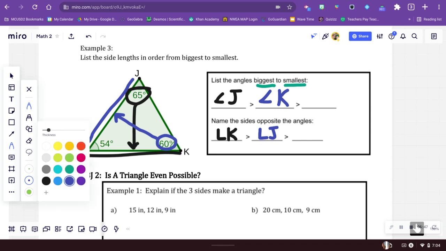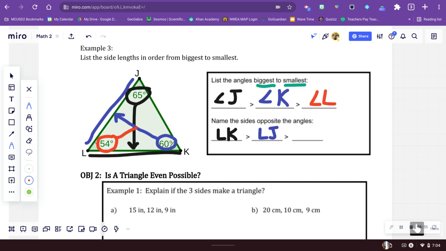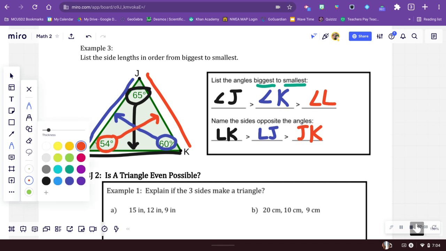And then lastly, the smallest number there is 54. So that is angle L. Going across from angle L, I hit JK. Okay. And remember, when you name sides, you could switch those letters. So you could do KL instead of LK, or you could do JL. They mean the same thing.